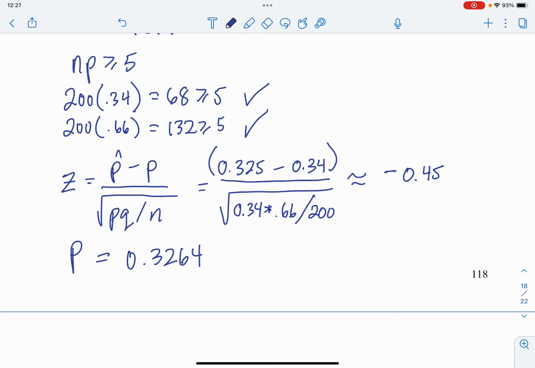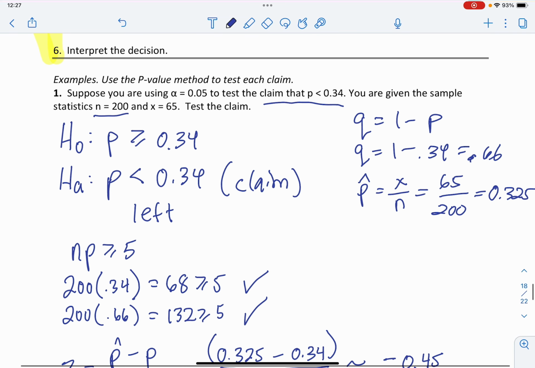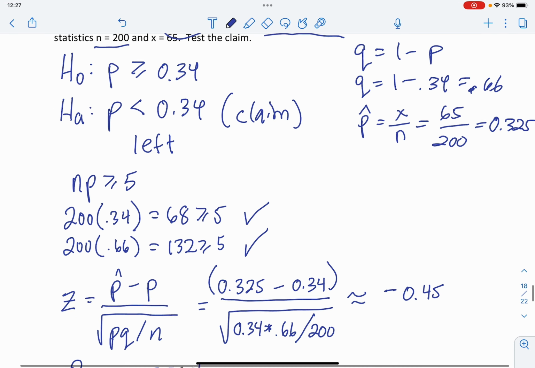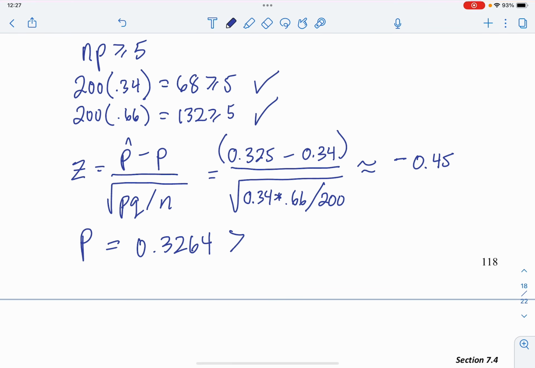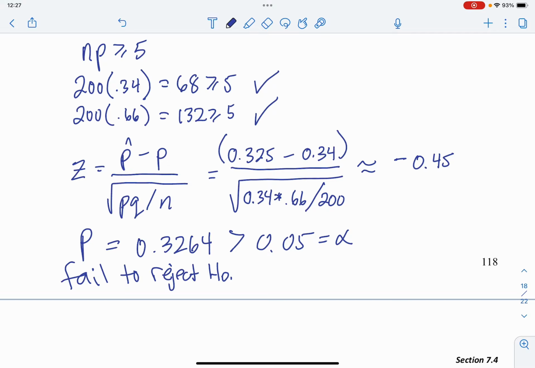You compare it to the alpha. So alpha in this case is 0.05, right, from this problem right there. And though this is obviously greater than 0.05, which is your alpha. And when p is larger than alpha, we know what to do. When p is larger, fail to reject H sub 0. Okay, and you know what to do with that conclusion.